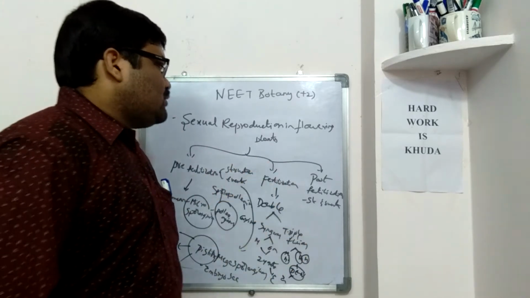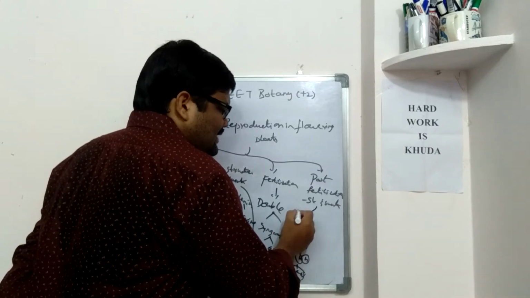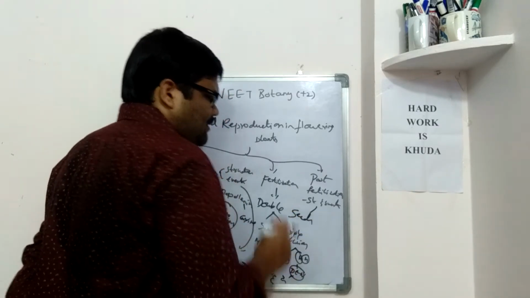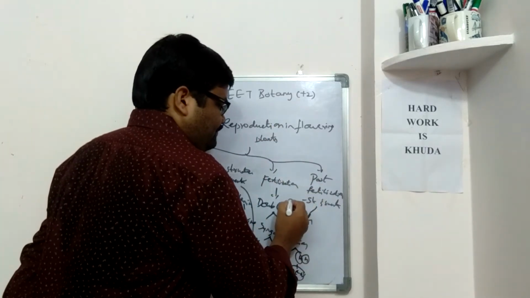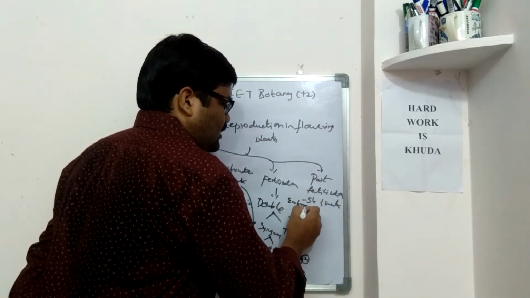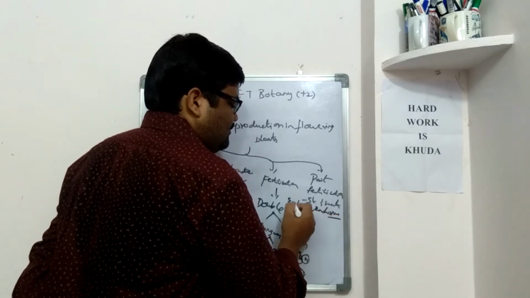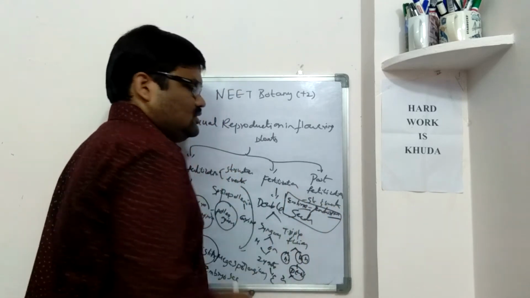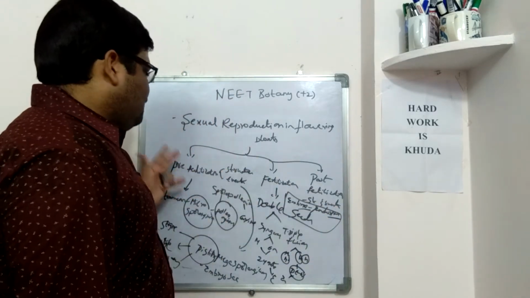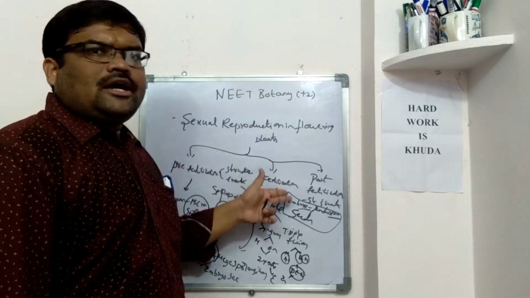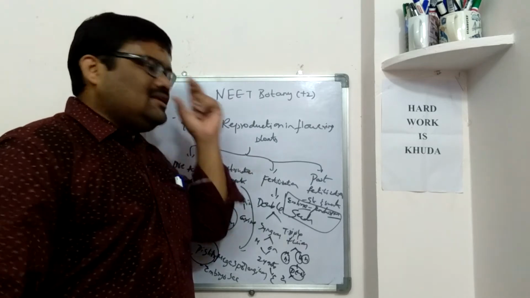Then with respect to post-fertilization structures and events, broadly you have to learn about seeds, that means different aspects of the embryo, endosperm, and seeds. Different things are covered under post-fertilization events. So these are the aspects of pre-fertilization, fertilization and post-fertilization, the different things covered under sexual reproduction in flowering plants. These are the major topics.